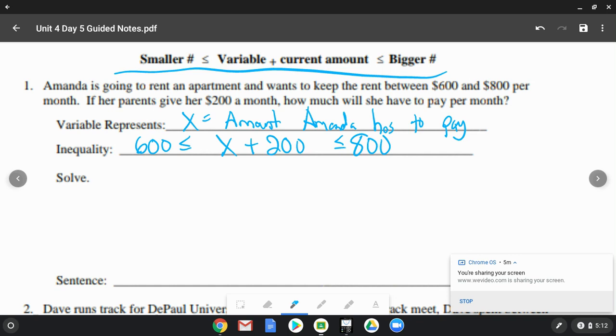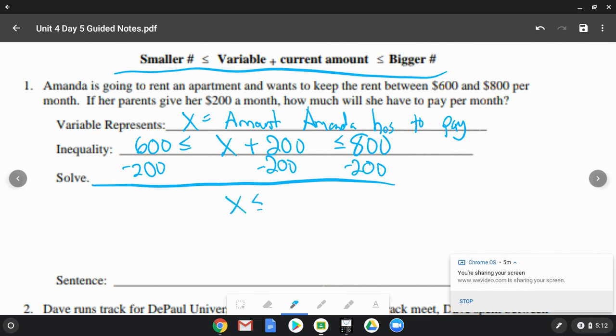So now in order to get x by itself, we got to subtract 200 from all three sides. When we subtract 200, this is how much Amanda herself is going to have to pay. It looks like she's going to have to pay between $400 and $600. So that would be my sentence. Amanda has to pay between 400 and 600.